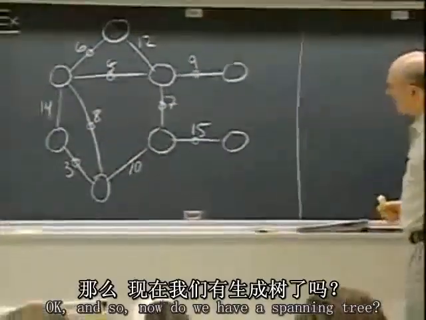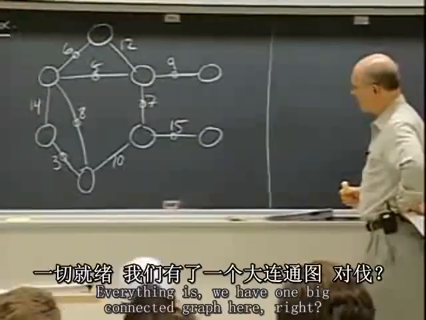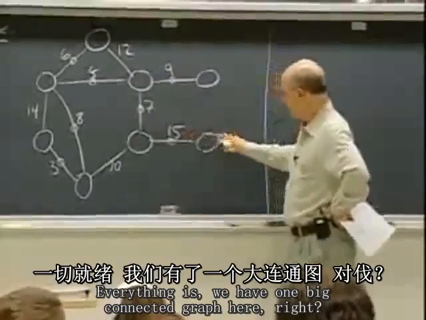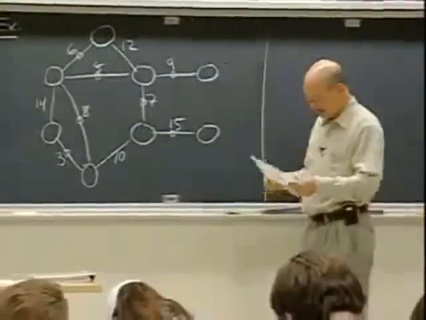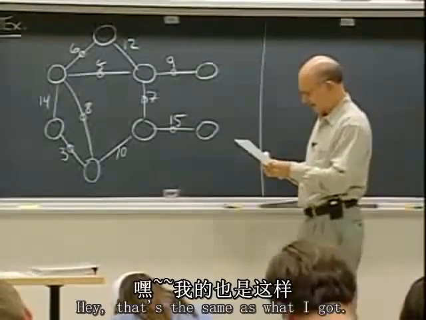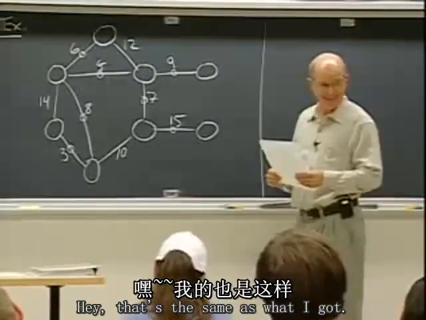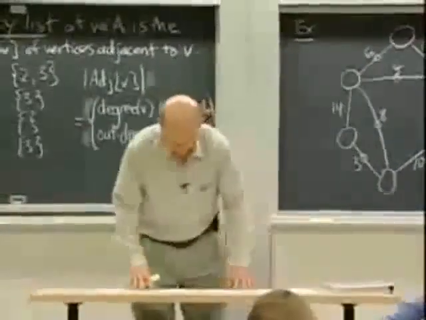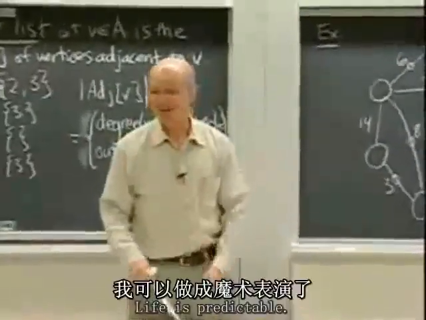Okay, and so now do we have a spanning tree? We have one big connected graph here, right? Is that what I got? Hey, that's the same as what I got. Okay. Life is predictable.